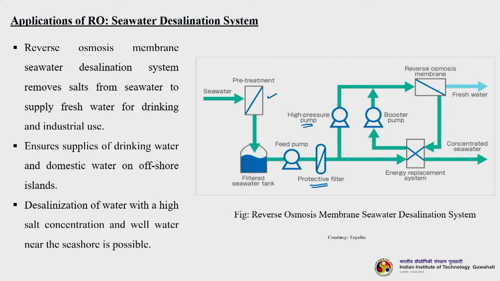So, this is your RO system. Here, this high pressure pump is required to supply the delta P that is required to do the RO. When the RO membrane desalinates the seawater, you get fresh water as the permeate. Whatever the retentate is, that is nothing but the concentrated seawater. That again goes to what is called an energy recovery system, where energy, many times, is recovered using certain specialized systems.